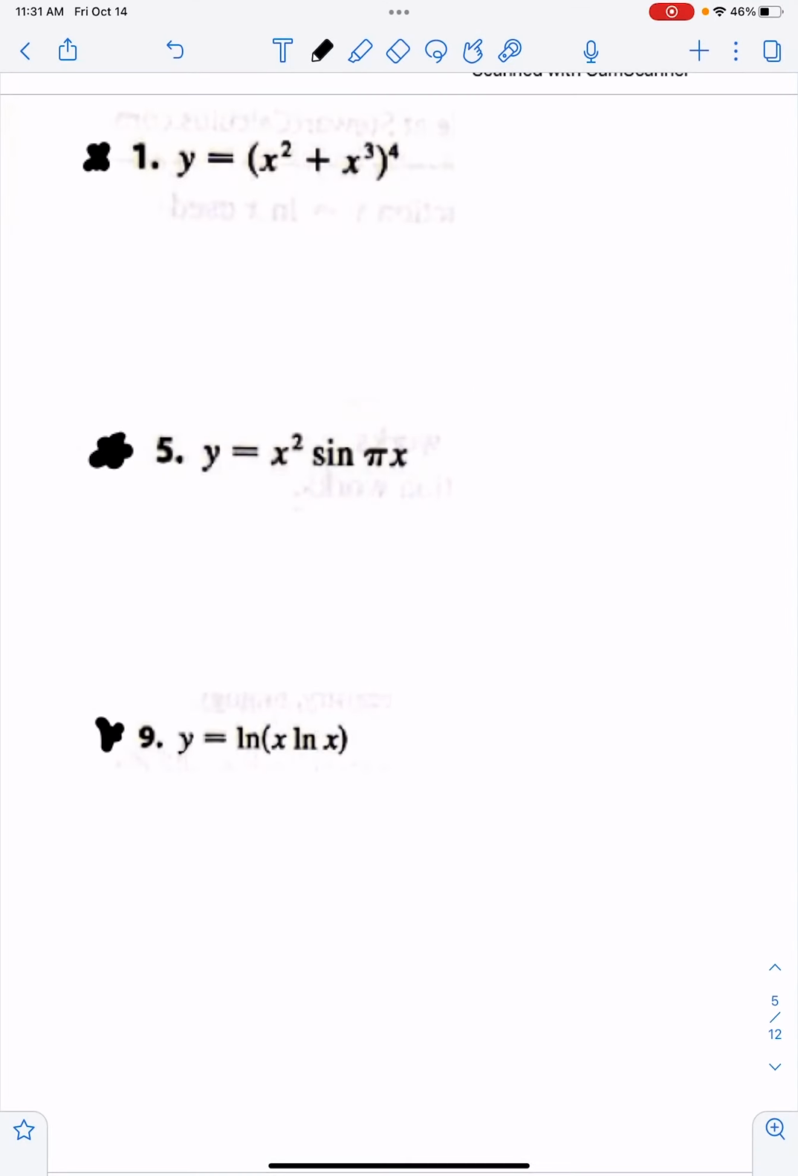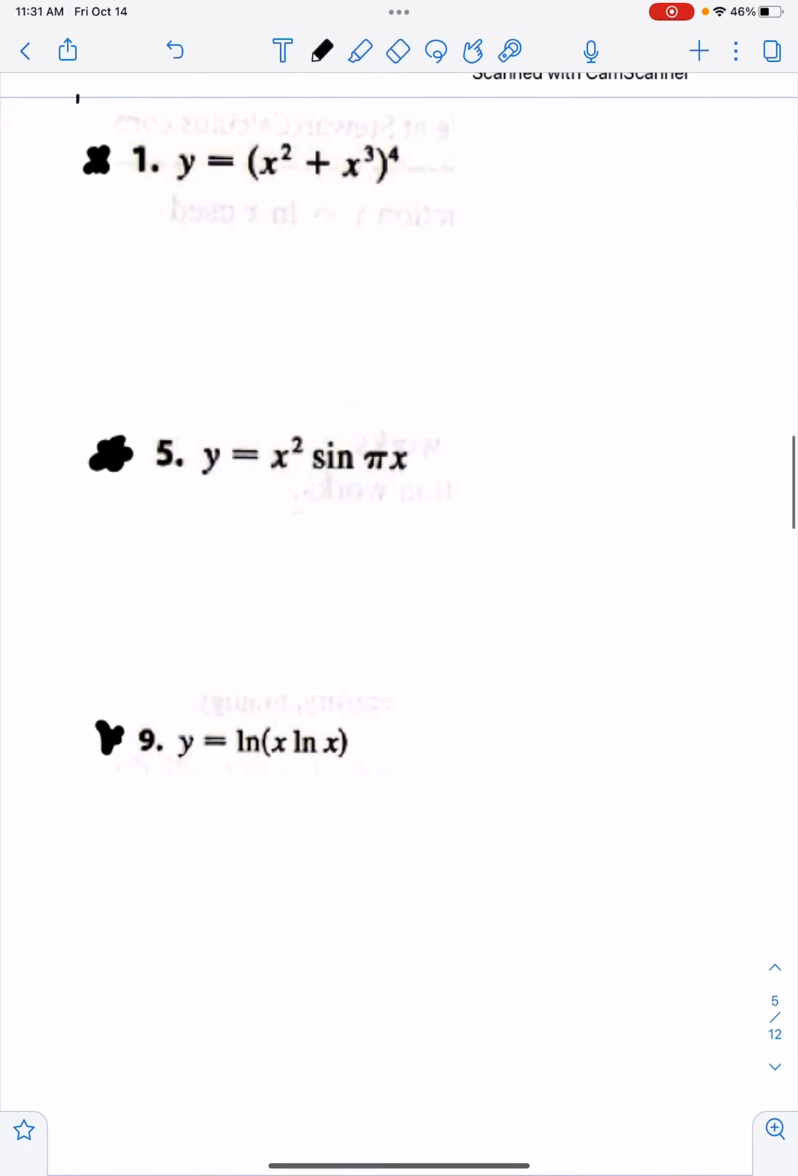Let's work on worksheet 3. The main idea is finding the derivative of these functions. Let's work on the first one. y is equal to (x squared plus x cubed) to the power 4. So you want to find y prime.